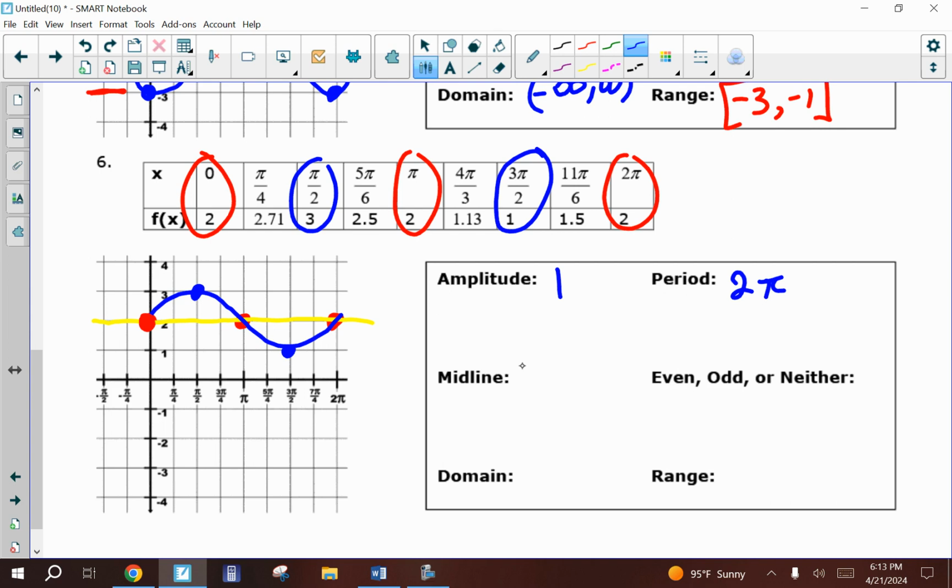Midline looks like it's at 2, so y equals 2. Now because this is a sine graph, it has to start at the origin in order to be odd. So this one's going to be neither. Domain is always -infinity to infinity. And then the range is going to be your lowest point up to your highest point on the y-axis. So that's from 1 to 3.